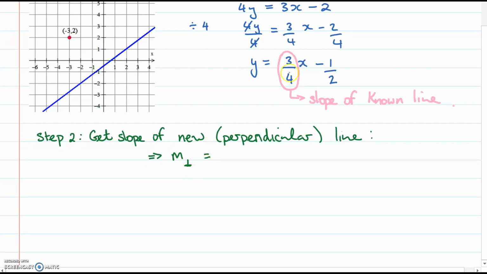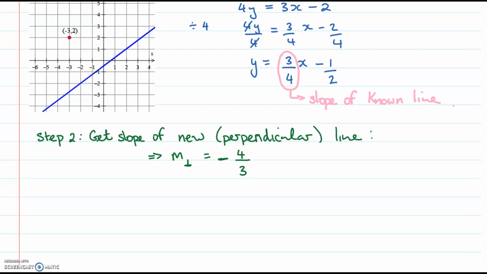What we do is we take the original slope, the slope of the known line, we turn it upside down. So instead of 3 over 4, it's now going to be 4 over 3. And we change the sign. So we make it -4 over 3. The original was positive 3 over 4. So the perpendicular line is going to be -4 over 3. After this, it's pretty simple. Okay, that's the step that you have to watch out for.